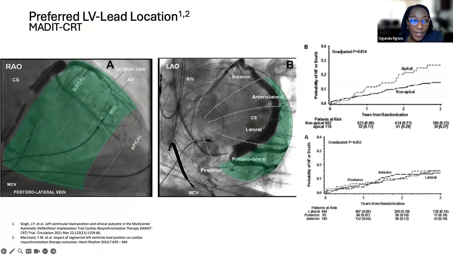So this is a MIDI CRT study that looked at lead placement and outcomes. As you can see, based on the previous slide that we looked at, patients who had lead placed in the apical anterior locations actually did not have as much benefit from the LV lead placement. So the green location is where you're trying to maximize your lead placement. And it is true that sometimes you may put the lead deep into the branch for stability purposes. But now that we have leads where we have the option of multiple poles, if you have a good threshold, you want to use a pole that is more in the basal lateral position. Next slide.